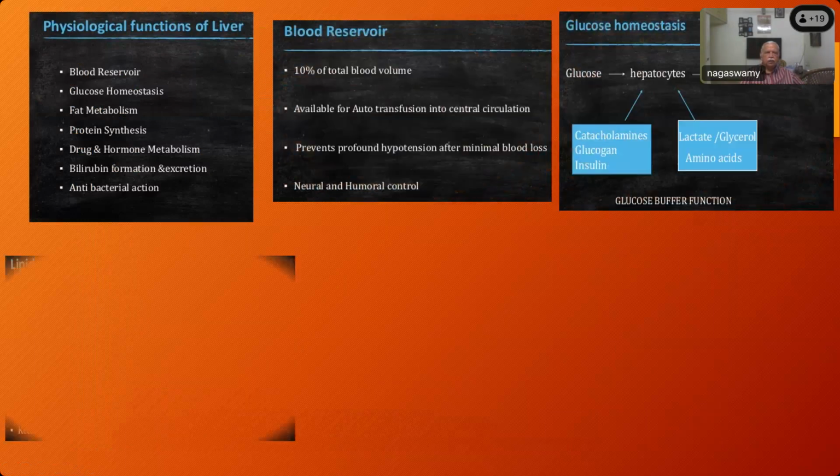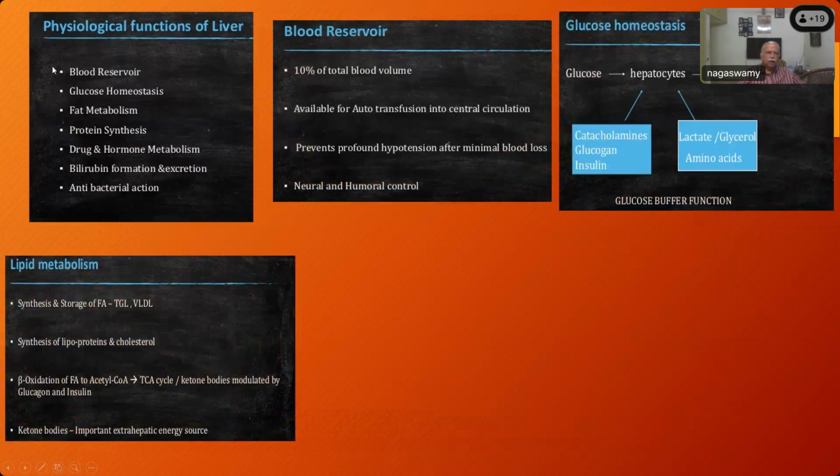And so another important thing is the blood reservoir function of the liver. Apart from all the metabolic and synthetic functions and the immune function, another important function is it is the main blood reservoir. So in case of trauma, it can supply up to 1 to 1.5 liters to the systemic circulation.